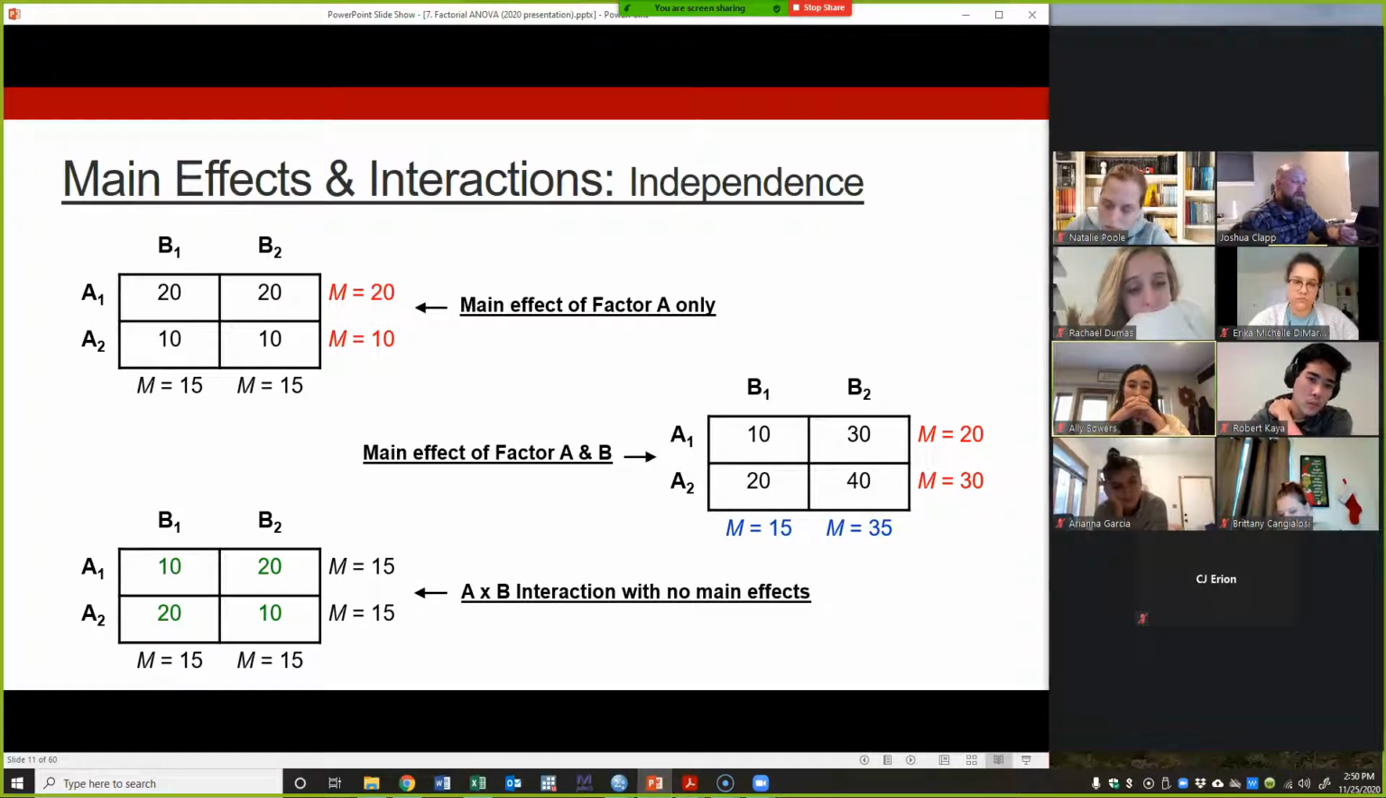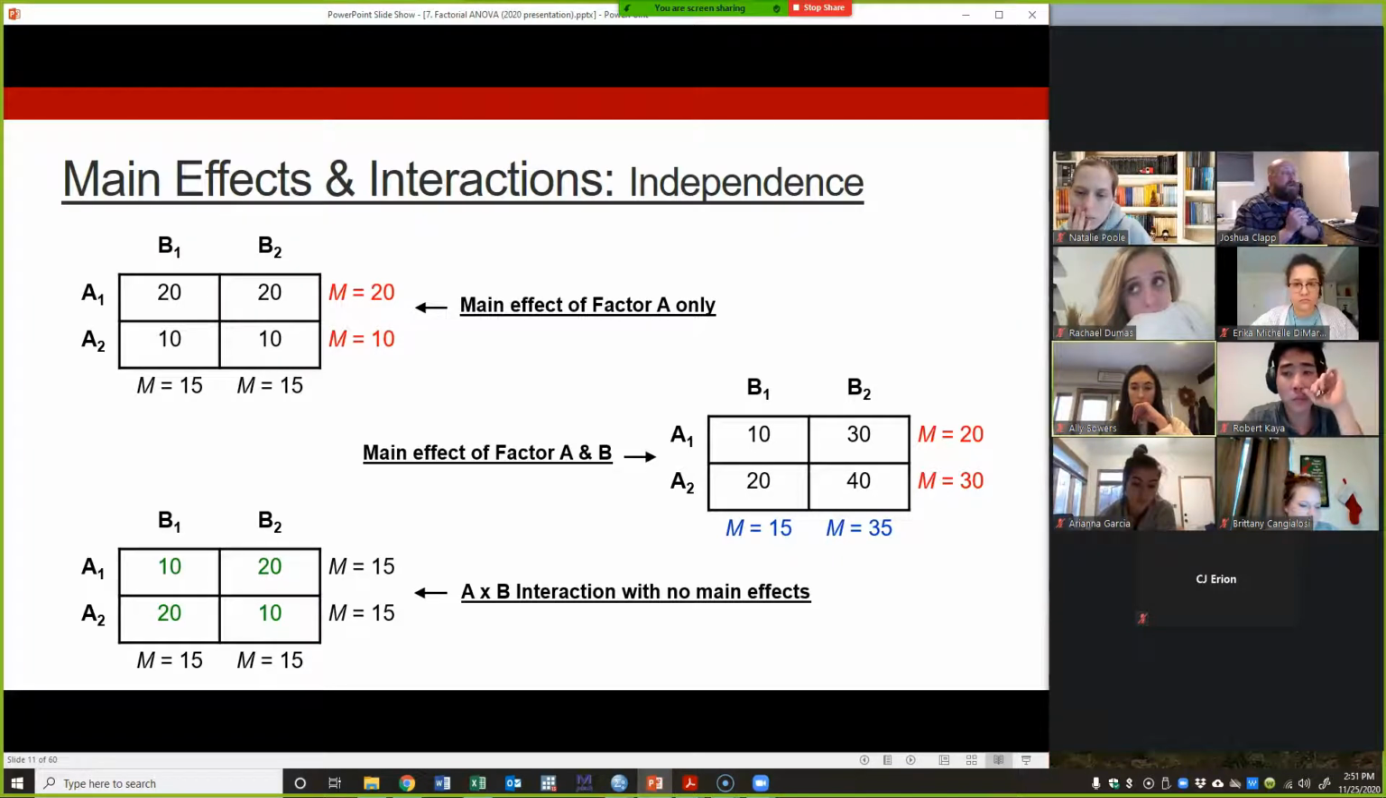But if I take a look at what's going on in these cells, we've got something very different. We've got a crossed effect, right? At A1, we see a 10-point increase from B1 to B2. But at A2, we see a 10-point decrease from B1 to B2. At B1, A1 is 10 points less than A2, but at B2, A1 is 10 points more than A2. So what we're seeing here is a cross effect. These things cancel out, so we don't have a main effect, but we've got a very interesting interaction effect going on here.